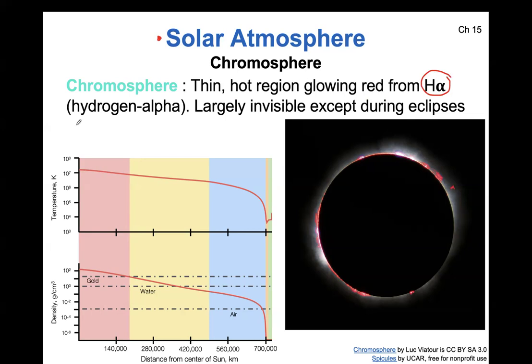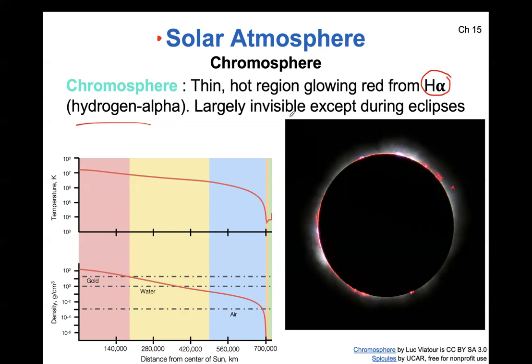So H alpha, or hydrogen alpha, is an excited state of hydrogen. And it is too dim to be visible. We don't see some glowing halo around the sun. We just see the sun as a disk, right? Without a blurry edge or anything.